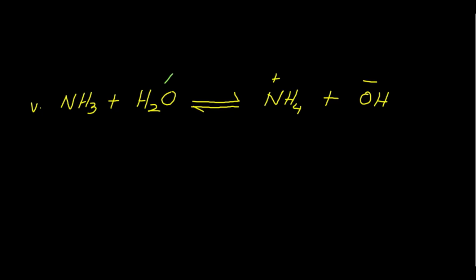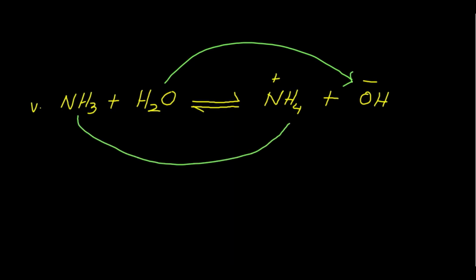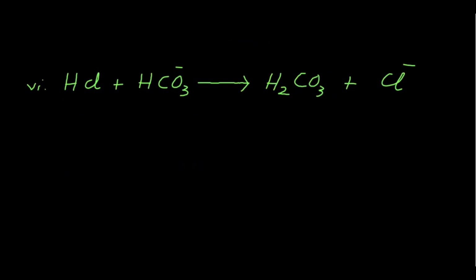In the next question, ammonia and water reacted to form ammonium ion as well as hydroxide ion. In this reaction, water changes to hydroxide ion after donating one proton to ammonia. After accepting one proton from water, ammonia changes to ammonium ion. Since ammonia is proton acceptor, that's why ammonia is Bronsted base. Water is proton donor, so that's why water is Bronsted acid. I hope this is clear.